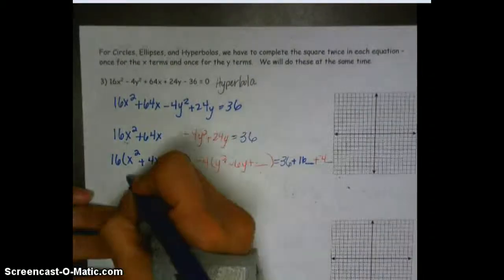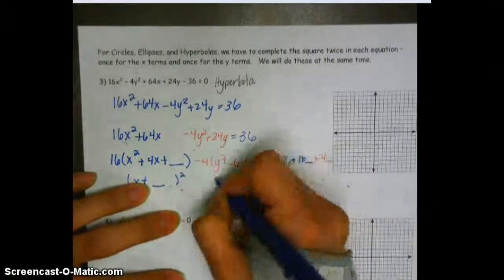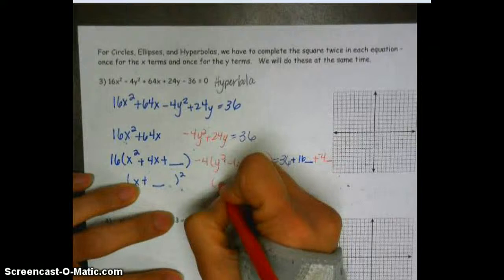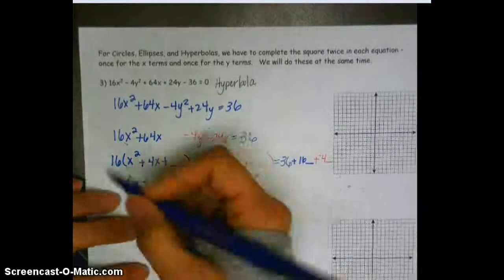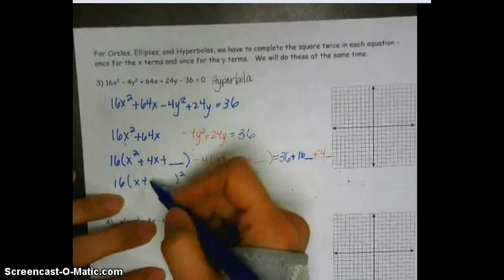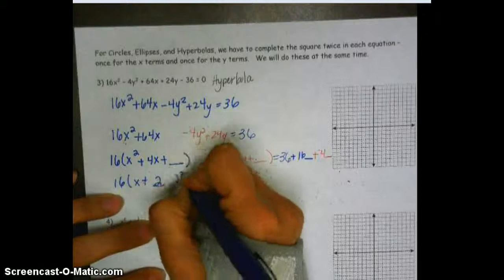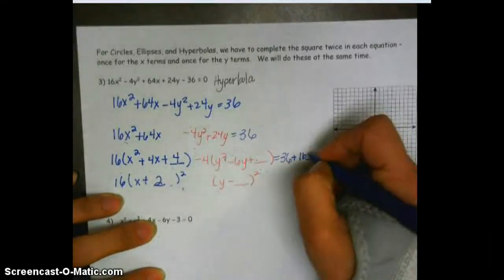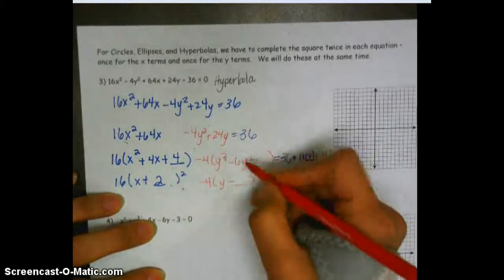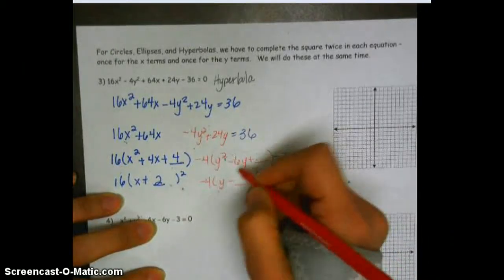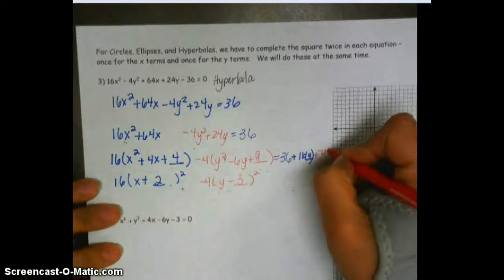All right, so then we're going to do our template here, x plus, and over here is going to be a y minus. Remember, we do have a 16 out in front still. To get this blank, we're going to take this b term, divide it by 2, and then square it. So over here in this blank, it's going to be 16 times 4. Over here, we still have a negative 4 up front. To get this, we need to take our b term, divide it by 2, square it. So over here, it's going to be negative 4 times 9.